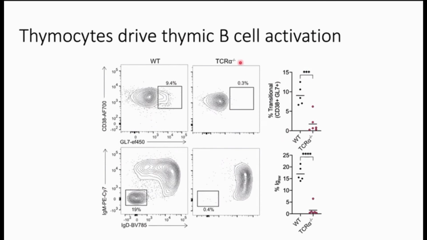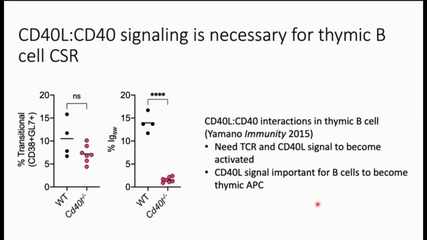We looked at the Thymic B cells within TCR alpha receptor knockout mice. And so these mice lack any T cells or any thymocytes. And when you look at the CD38 by GL7 population, there is significant loss here. And you lose all of your class switched B cells here. CD40 ligand signaling is also necessary for Thymic B cell class switching, as you can see from this plot where we knock out CD40 ligand on the T cell. And what's interesting is that you technically do not need CD40 ligand for this initial activation event. However, you do need it for full class switching. There does seem to be a slight reduction in the activation profile of these cells, but there's obviously something else that is driving this initial activation of the B cells.